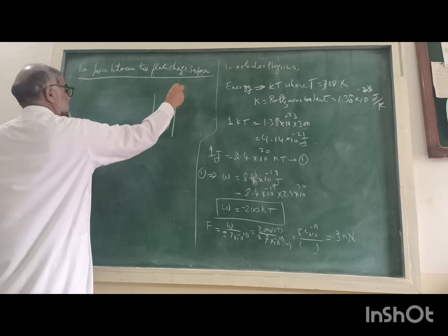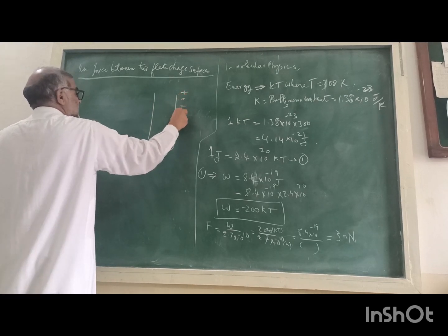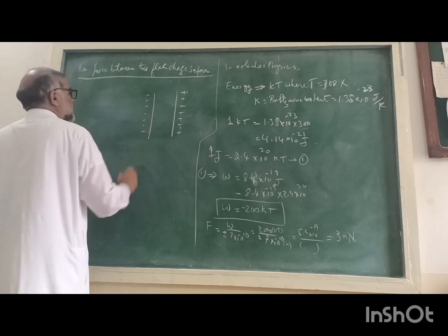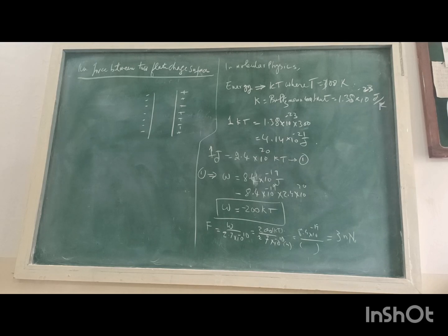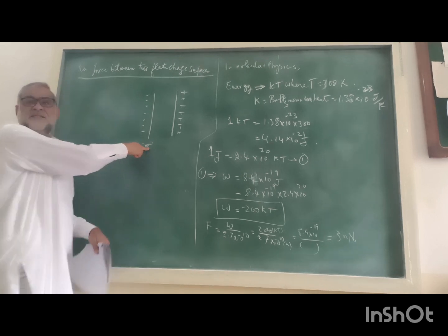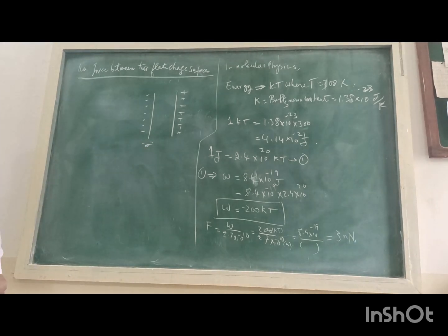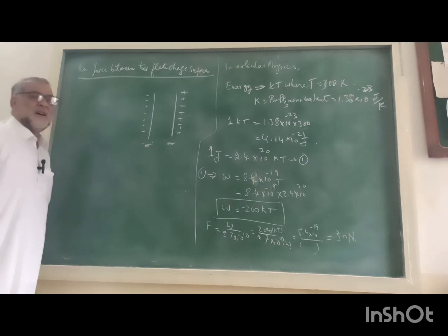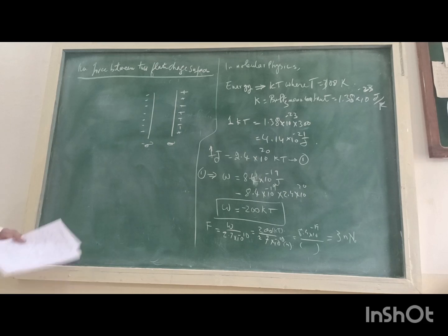Suppose one is positively charged. Do you remember the parallel plate capacitor kind of situation? So we call this has a surface charge density negative, and this has a surface charge density of sigma. Sigma and minus sigma.